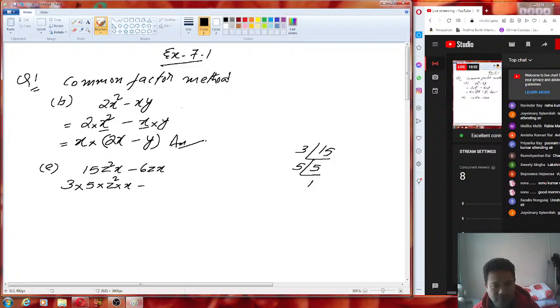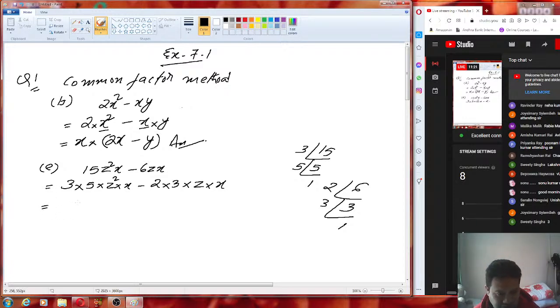Alright, minus. So in the next term, 6zx. Now what is 6? Once again, let's see here. So 6 is the factor of 2, that is 2 3s are 6, as you can see here. Okay, so we can write here 2 and another is 3. Then another is one is z and one more is x. So these are the factors of each term.